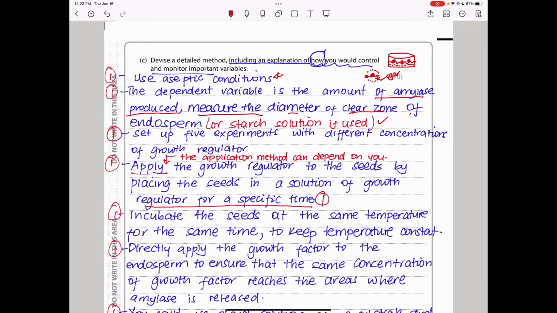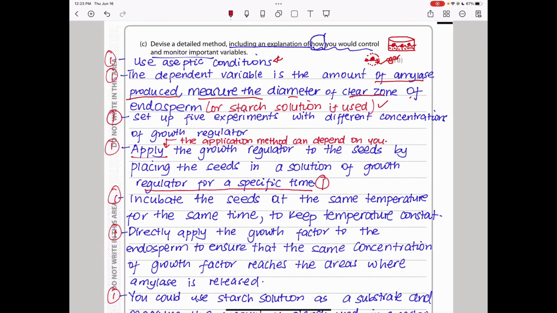So how can we do this? We set up 5 different experiments with different concentrations of growth regulators. So some seeds are going to be put in maybe a lower concentration of growth regulator, while others are going to be put in increasing concentrations of growth regulator. And then we'll determine which concentration of the growth regulator is going to cause the seeds to release the highest concentration of amylase in order to digest the starch present in the starch agar solid, basically.